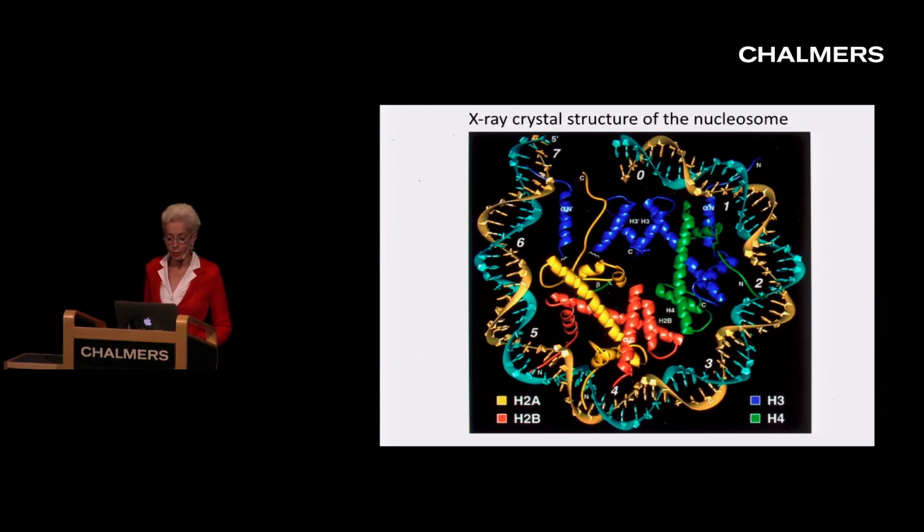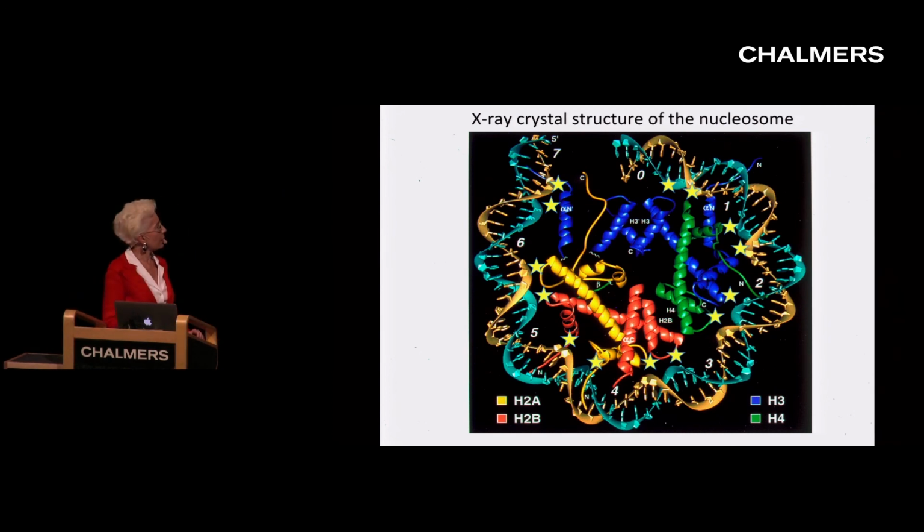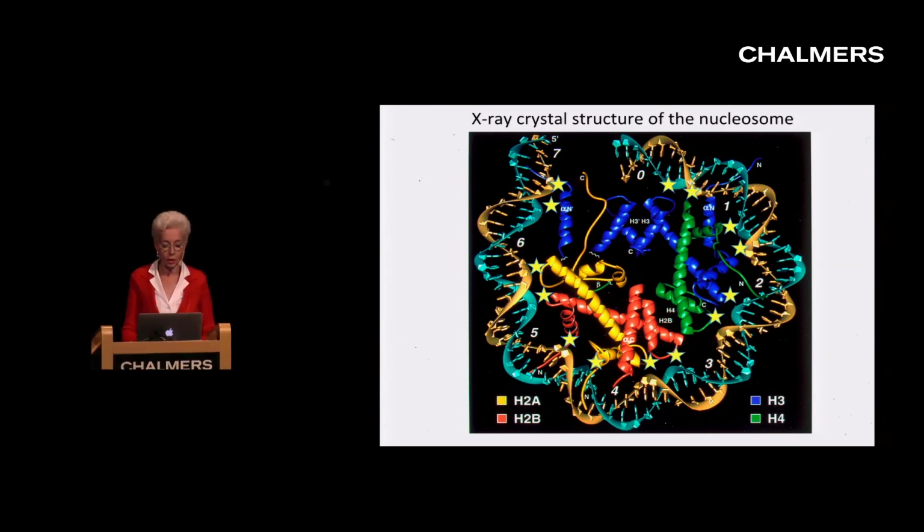The DNA is bound near the end by an H2A, H2B dimer, and in the middle of the particle by the first 2 H3 and H4 molecules of the tetramer. Interactions of the DNA with the histones occur at every point where the DNA strands contact the histone surface, indicated here by the yellow stars. These interactions include charge-charge interactions I mentioned before.